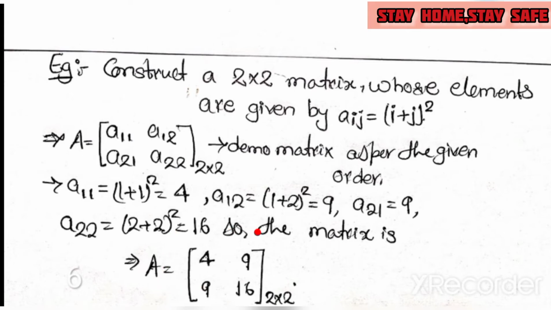So what we have done here, we have substituted the values of a11, that is 4, at a11, a12, that is 9, at a12, a21, that is 9, at the position of a21, and a22, that is 16, at the position of a22. And here we get a matrix A which is ready, and it is a matrix of order 2 by 2, and it has elements 4, 9, 9 and 16.